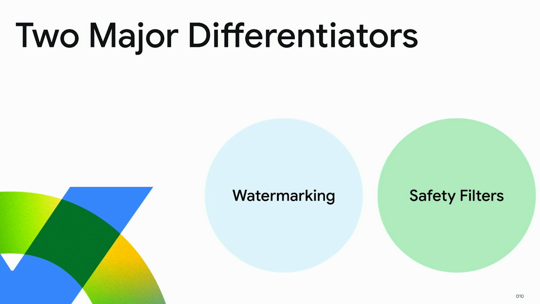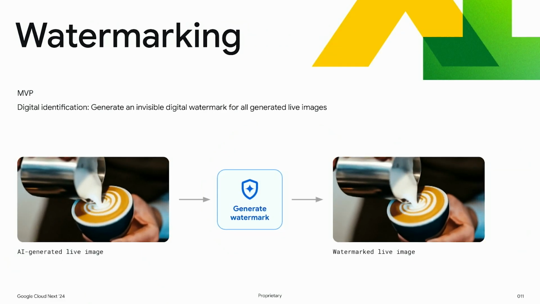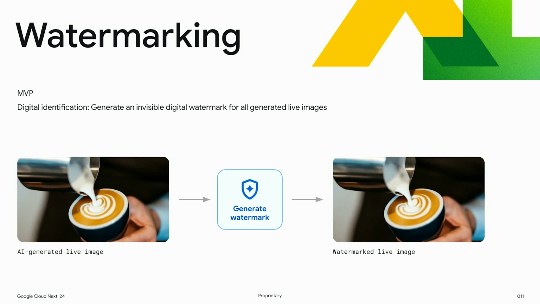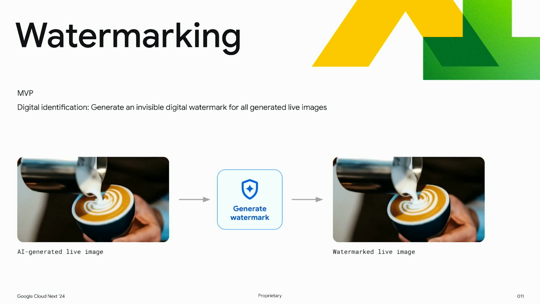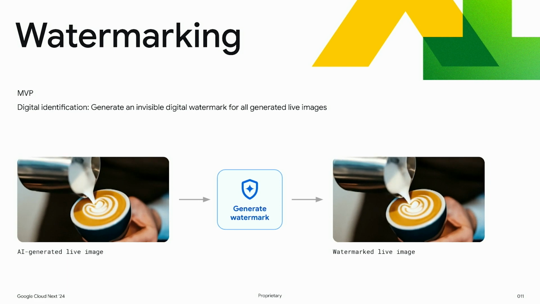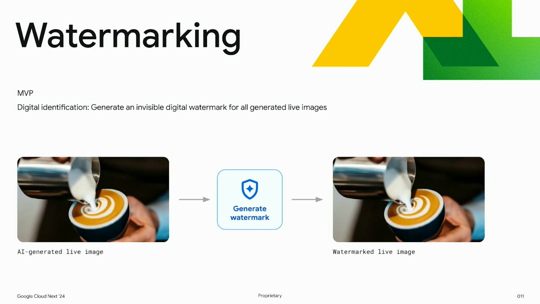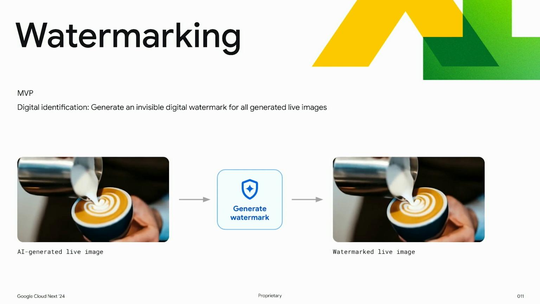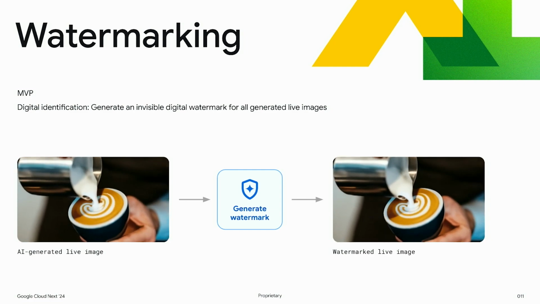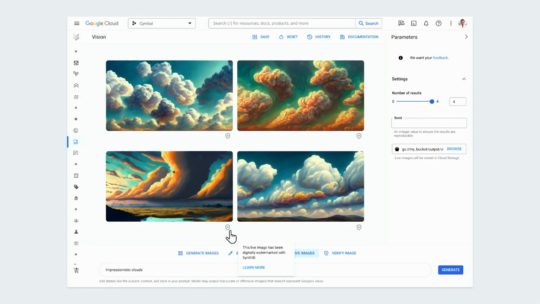We have 2 major differentiators. One is watermarking, and the other is safety filters. Let's learn more. Watermarking: it was very important for us that when we came to market with such a technology, we also offered customers the ability to discern between what is real and what is not. To enable that, each frame of the generated live image will have an invisible digital watermark on it. If you are on the UI, you would see a small security badge icon at the bottom right, which tells you that the live image is watermarked.